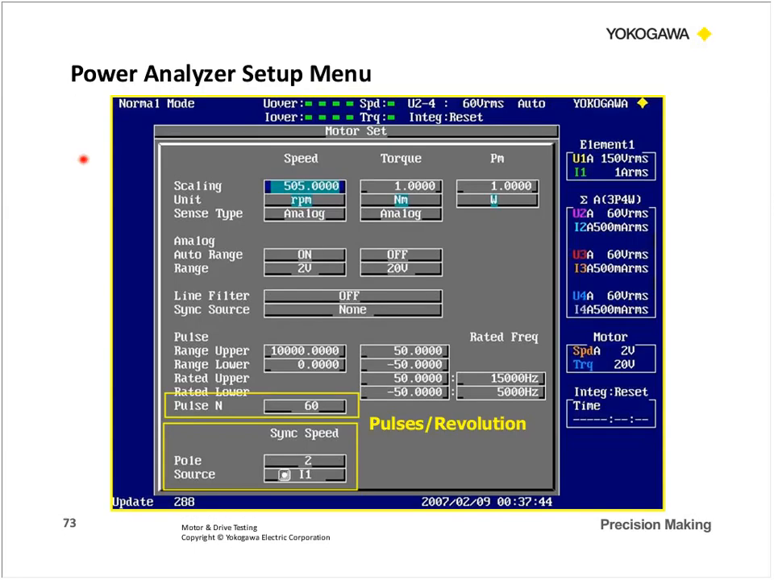Here's a picture of a setup menu for the speed and torque setup. For speed and torque, we can set in our scaling factors for both. We can come down here and look at the pulse input, pulses per revolution, if your speed sensor has a gear. This is showing 60 pulses per revolution, so we can put that scaling in there. And if we're looking at sync speed, we can put in the number of poles, and the source is the current, so we can get the sync speed also. So that's just a sample of some of the setups that we could do inside the power analyzer.